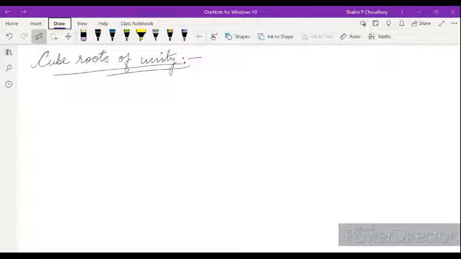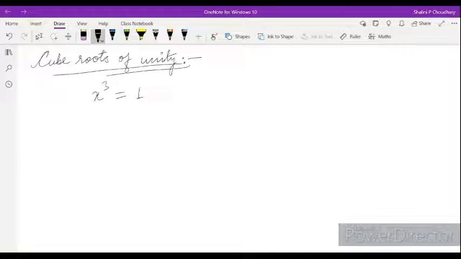Today we'll do the next topic, that is cube root of unity. So what is unity basically? Unity means 1. Okay, number 1 is often called unity. And we have to find out the cube root of unity. It means if x cube is equal to 1, then what will be the value of x? That we have to find out.